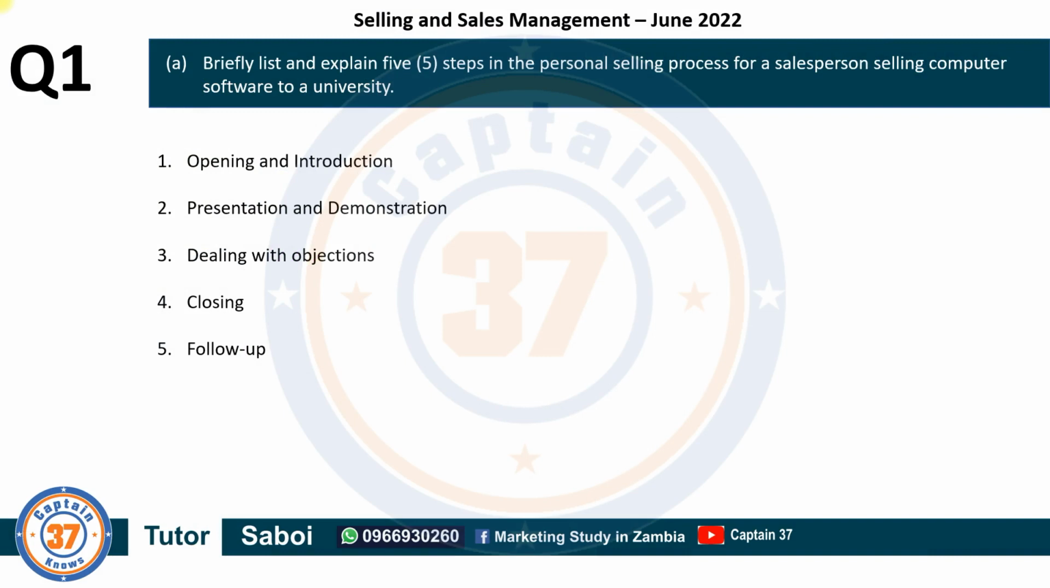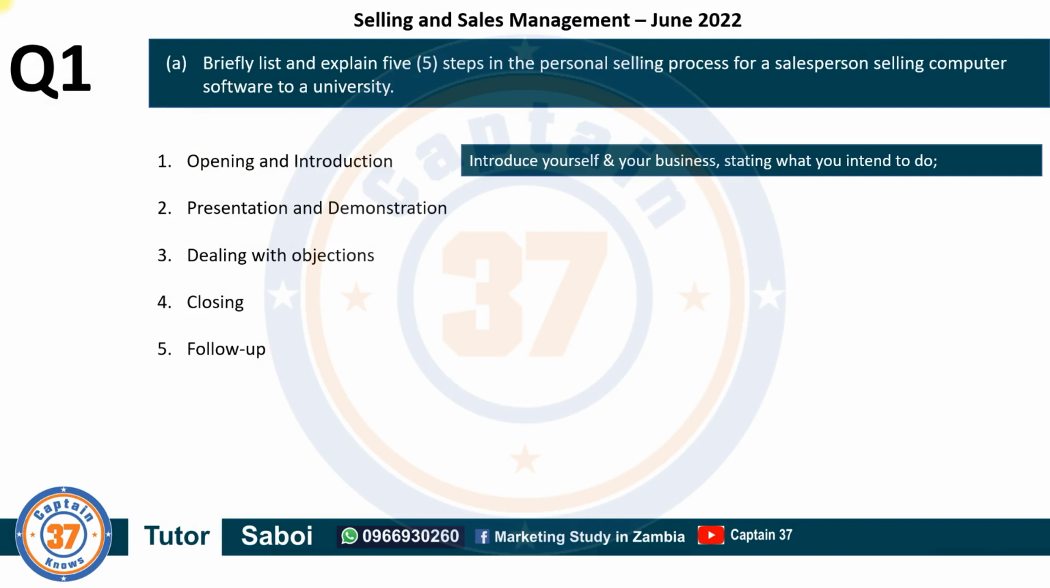So when we talk about opening and introduction, this is where you introduce yourself. Who are you? What is your name? You also introduce your business. What is the name of the organization? What do you do? And tell us what you intend for this particular meeting that we're having with you. You need to introduce yourself, introduce your business, what you do, and tell us what it is that you want to achieve at the end of this presentation.